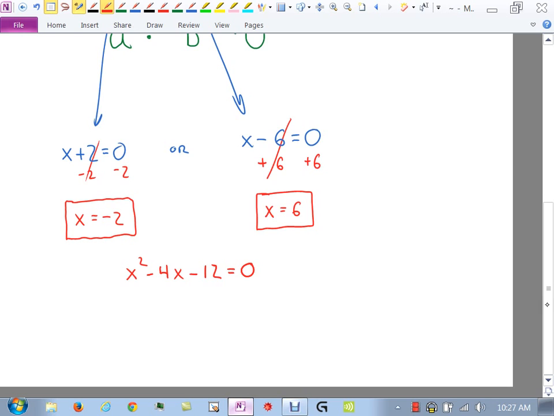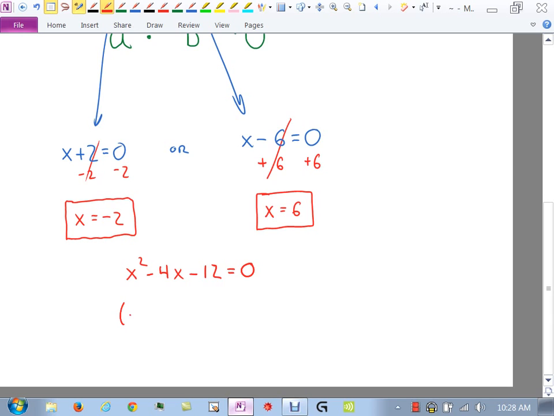Because I don't think anyone in this class, when I put this problem up in the very beginning, looked at that and went, sure, negative 2 and 6, that's what works, right? There has to be a method. There has to be a way of getting to those answers. But let me show you that negative 2 works. I won't show you 6.